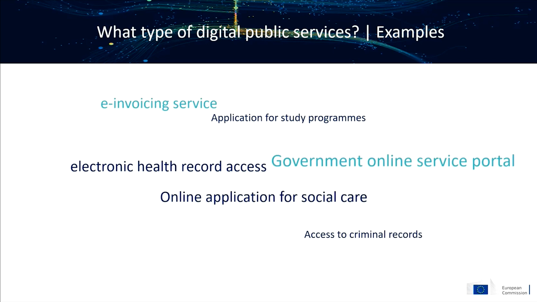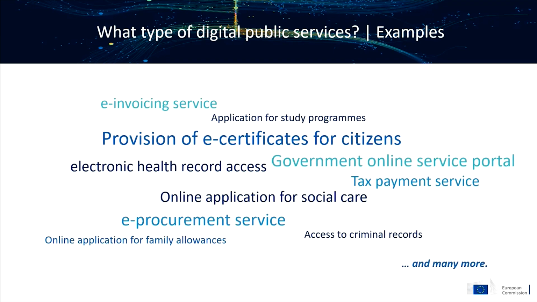Examples of types of digital public services that can be assessed include e-invoicing service, application for study programs, provision of e-certificates for citizens, electronic health record access, government online service portal, tax payment service, online application for social care, e-procurement service, and many more.